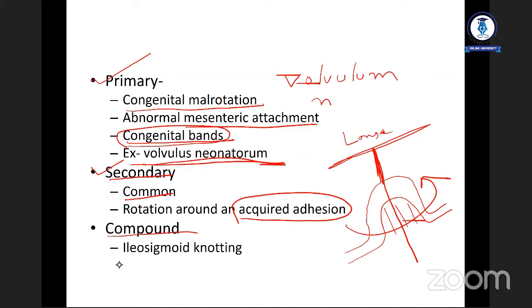For example, not only the colon is involved, together with the colon, the ileum is also involved. For example, ileosigmoid knotting. This is called when two parts of the bowel are knotted or twisted around each other. It becomes a compound volvulus. I have seen two compound volvuli in my life, and they were actually quite bad. In both cases, they were gangrenous, but fortunately, both times, the patient survived. So very important is you must treat the patient as early as possible.